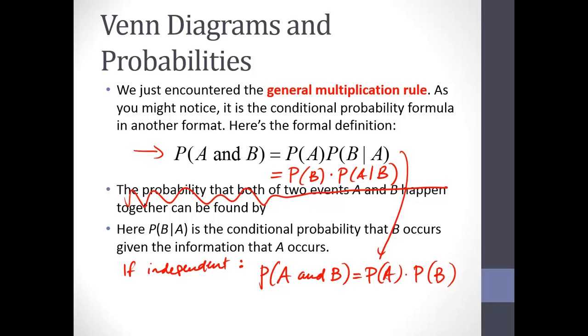So that's kind of our simplification to this rule: if they are independent, you can rewrite it like that. And so again, what did we find that the probability of A and B was equal to if they were disjoint? Well, that probability was 0.